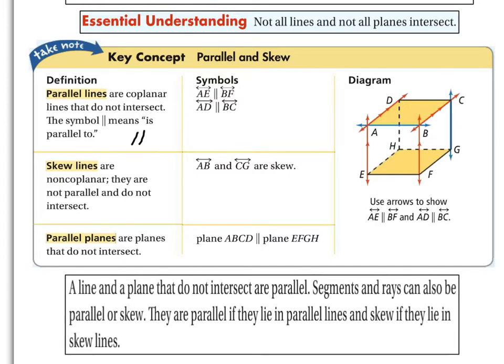They have line AE and line BF are parallel. Well, right here is line AE and line BF. Those two lines are parallel on the box. Those are the two corners. And they'll never intersect. They continue to go on and on and on, but they never intersect with each other.